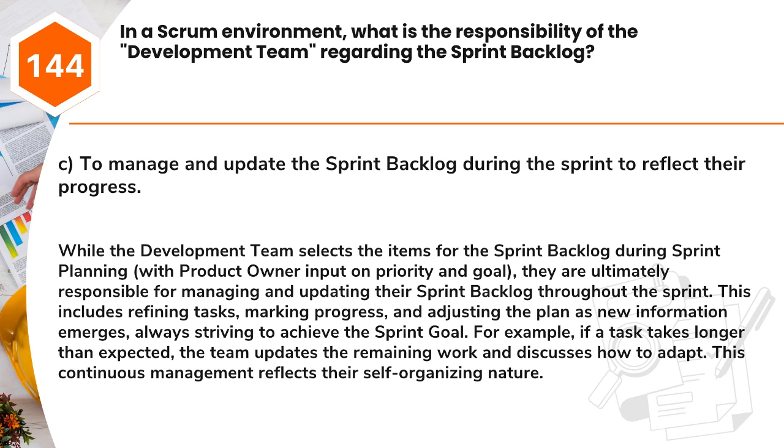While the development team selects the items for the sprint backlog during sprint planning, with product owner input on priority and goal, they are ultimately responsible for managing and updating their sprint backlog throughout the sprint. This includes refining tasks, marking progress, and adjusting the plan as new information emerges, always striving to achieve the sprint goal. For example, if a task takes longer than expected, the team updates the remaining work and discusses how to adapt. This continuous management reflects their self-organizing nature.